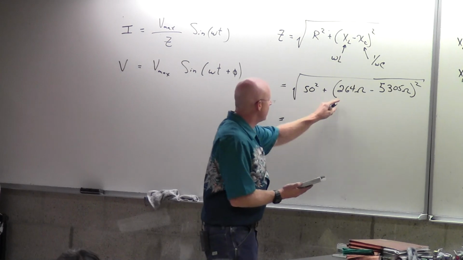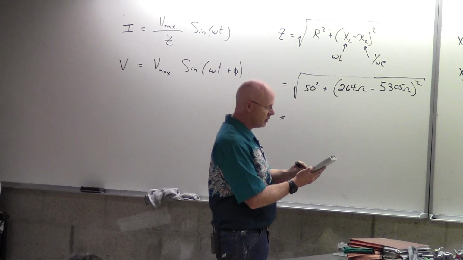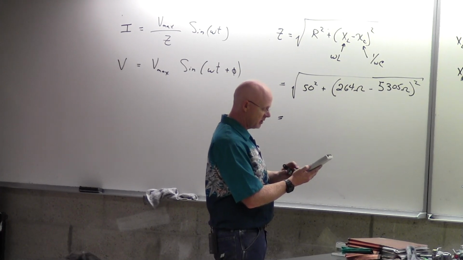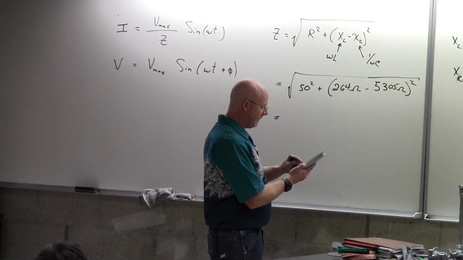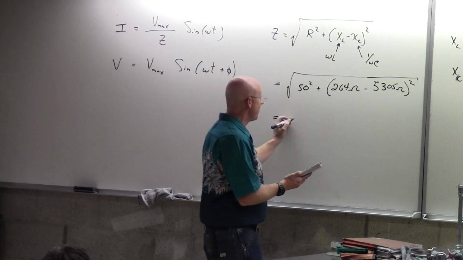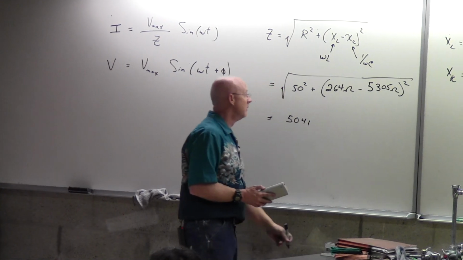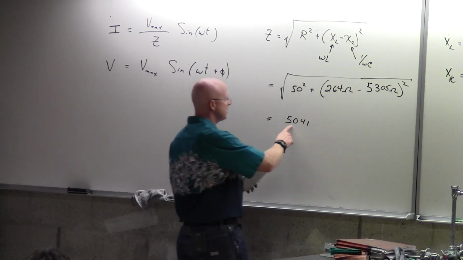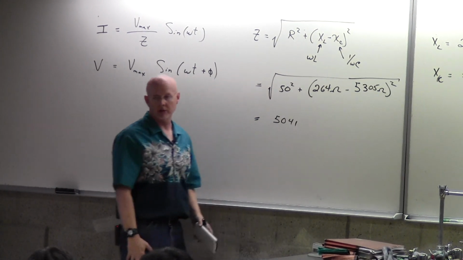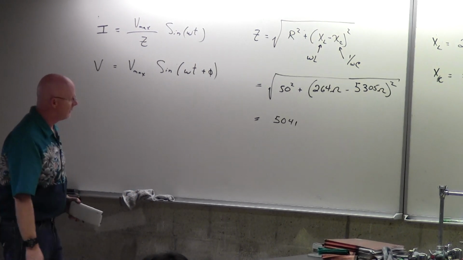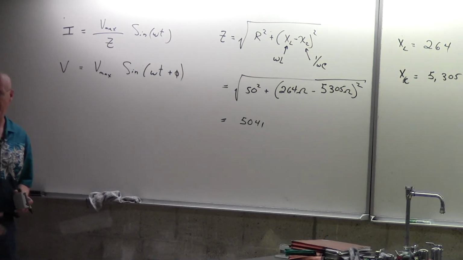So if I put these together, 264 minus 5,305, square it, add it to 50 squared, and then take the square root, we get 5,041. So again, the inductor takes off a little bit from the effect of the capacitor, but really this is all about the capacitor. This is such a low frequency, the capacitor is just stopping everything.